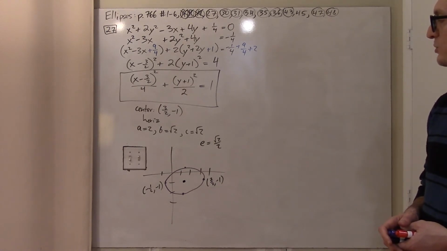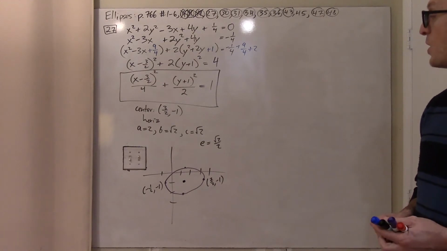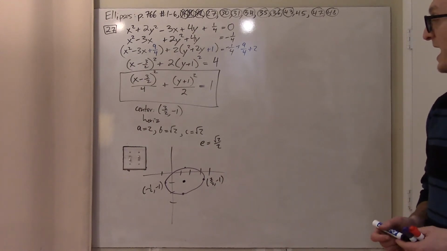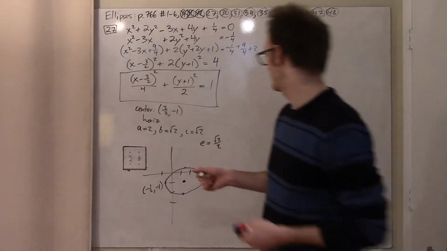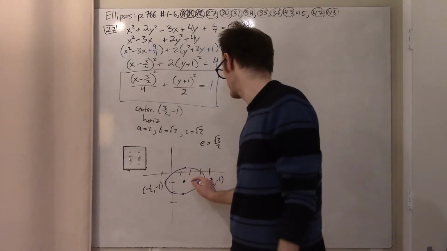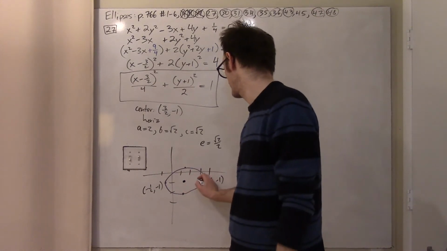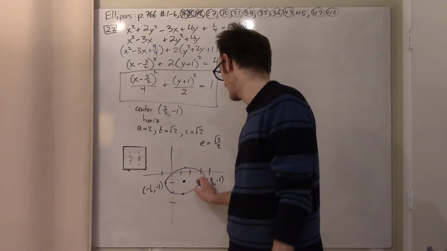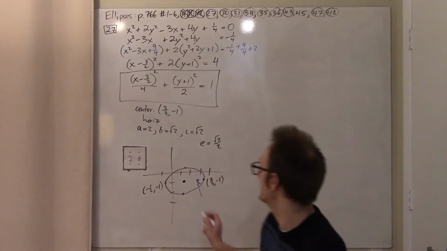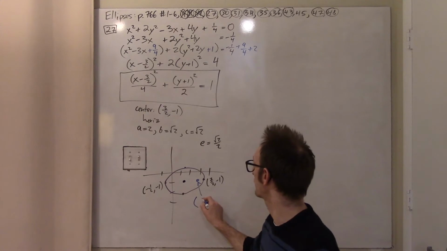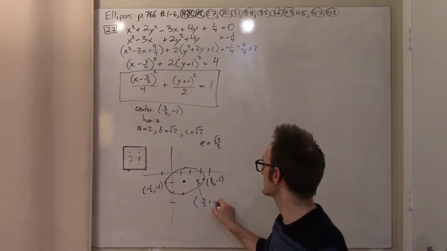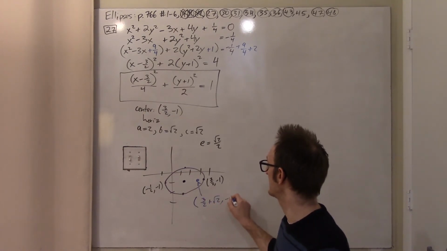And, let's see, what else? I guess we're supposed to find the foci. Where are the foci √2 away from this point? So there's going to be one that's maybe here-ish. And what is that point going to be? It's going to be 3/2 plus √2, -1.